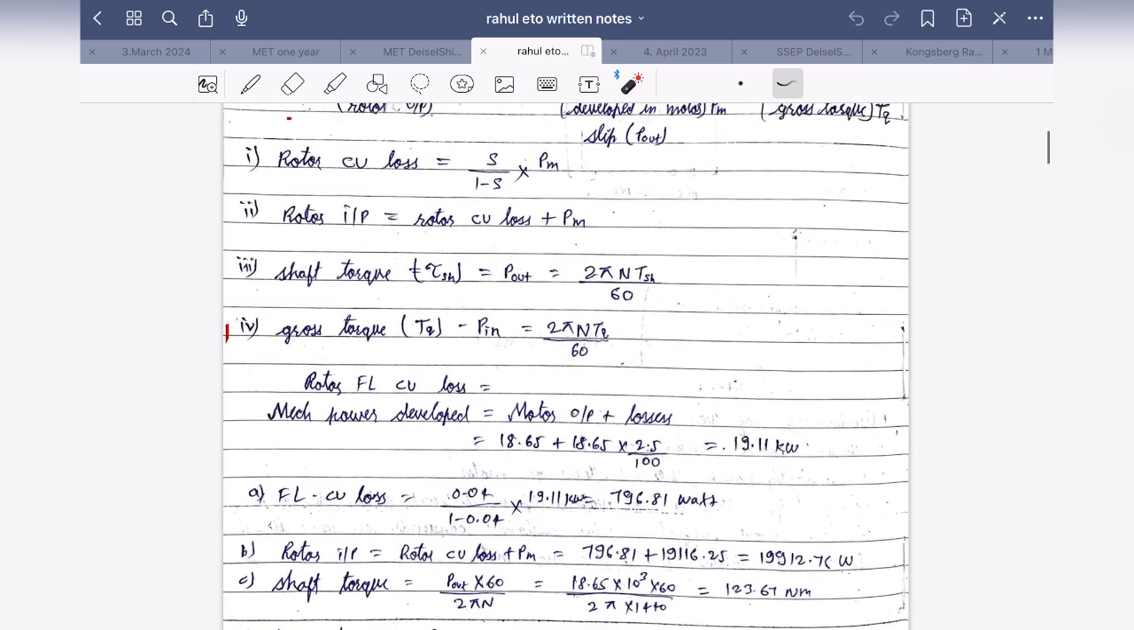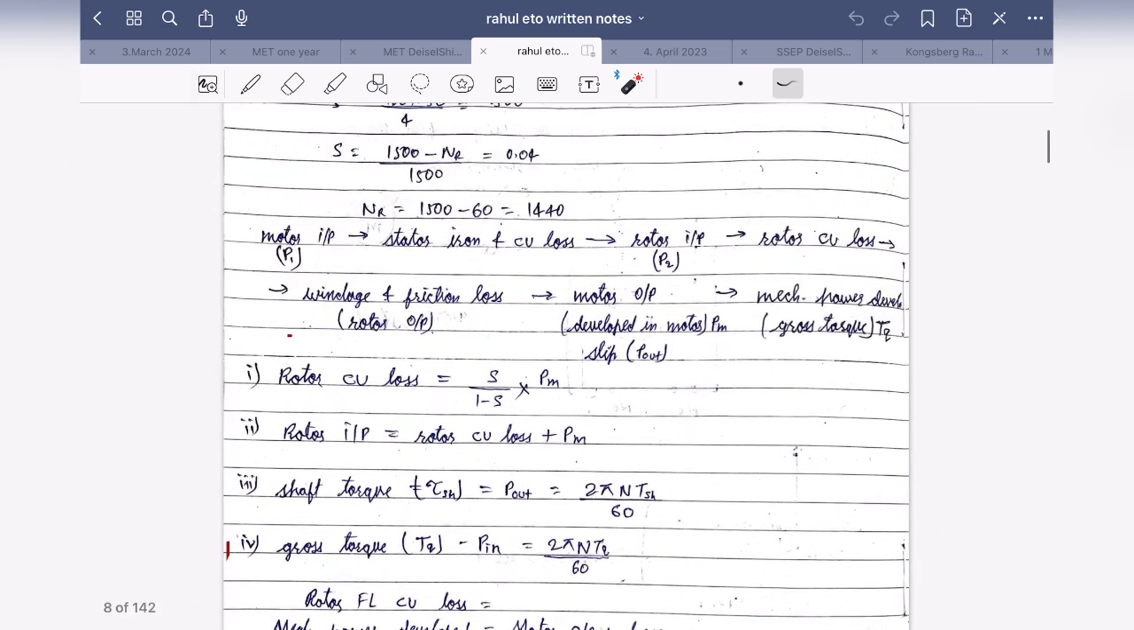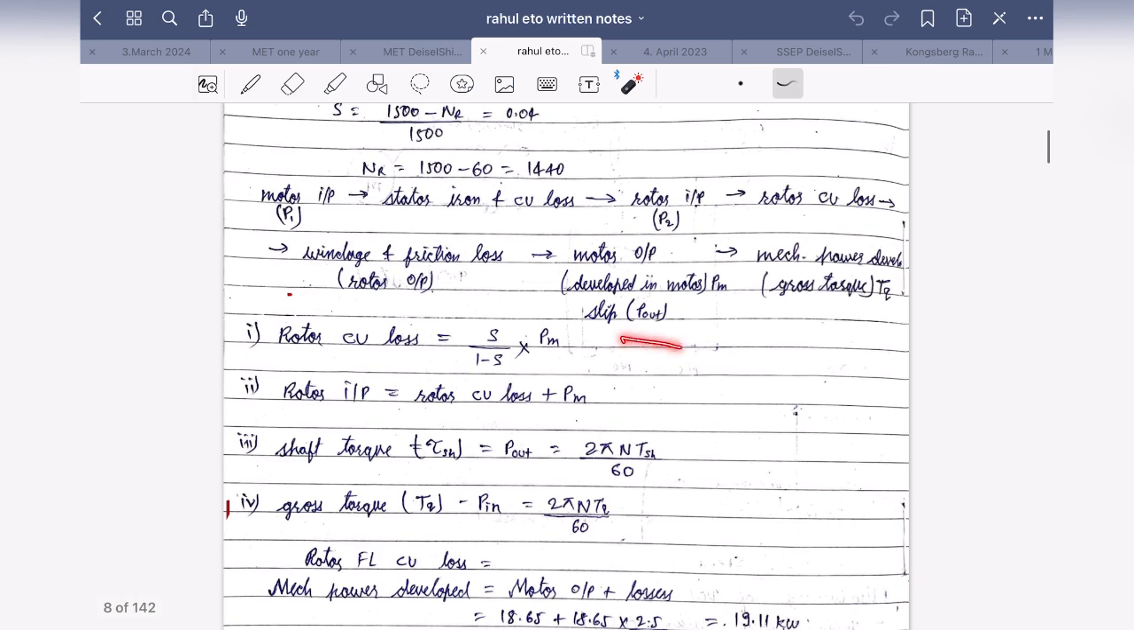This question might seem complicated, so many terms are there, but if you know the very basics, the motor input power is supplied to the stator, then there is stator and copper loss, this minus this is the input to the rotor, then there is rotor copper loss, then there is windage and friction loss, then total motor output. If you understand all these concepts and remember these four formulas, it will be easy to solve this question.